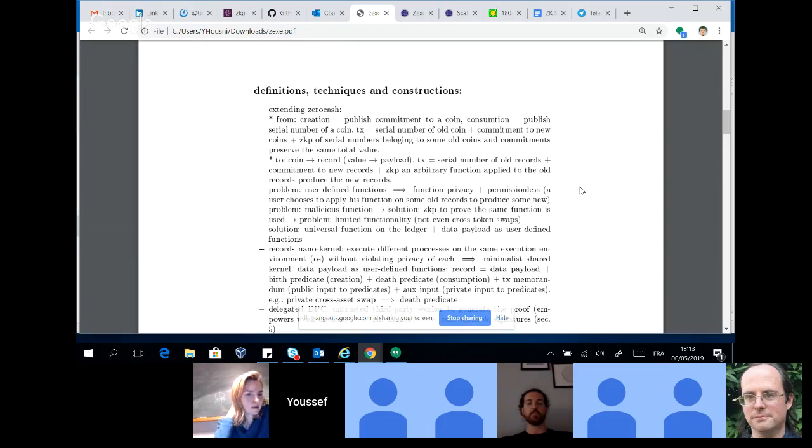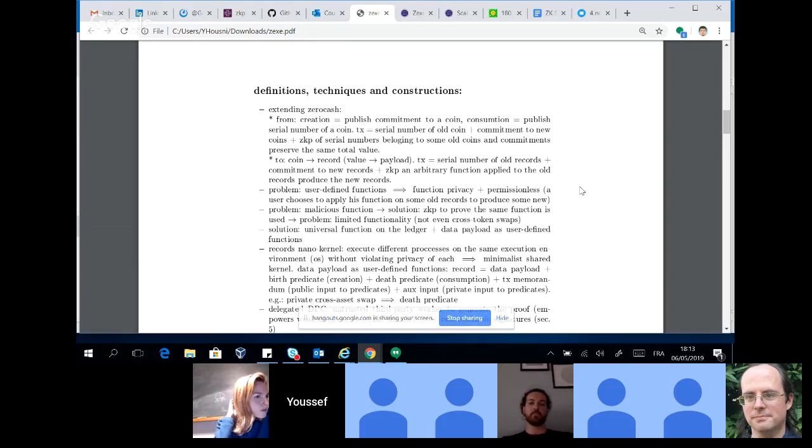But then the problem is, if you want it to be any function, we want user-defined functions. This will be a problem because we want the function to be private first, and we want it to be permissionless, which means that any user can choose any old coins and apply to them a new arbitrary function in order to produce new records.